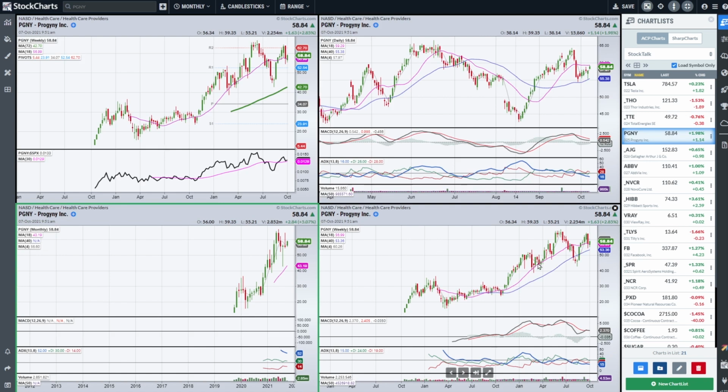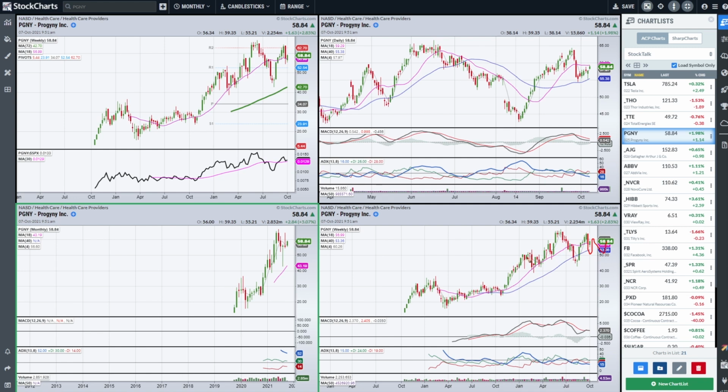PGNY, so strong move to the upside. So we had two pullbacks and then made a new high, and then we had a really strong decline that broke both of the moving averages. And I'm sort of one to believe that this is going to need more time to consolidate.